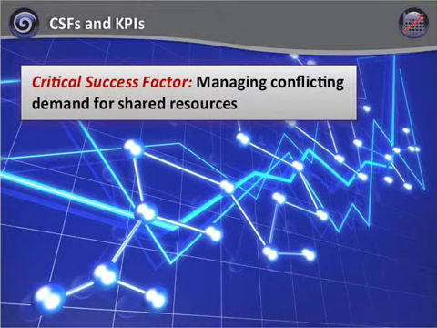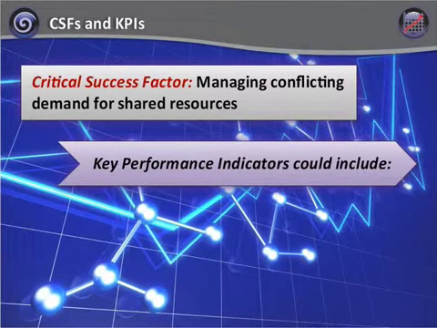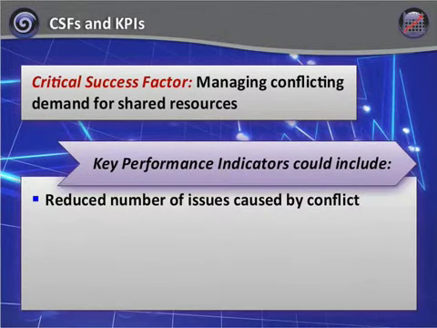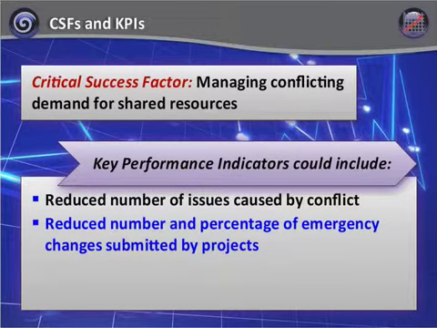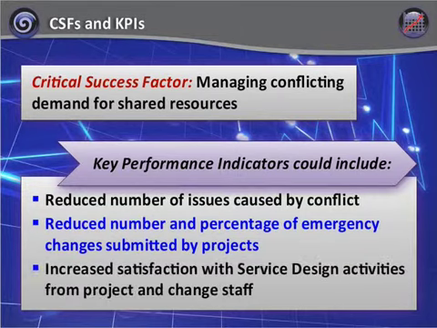For the critical success factor, managing conflicting demand for shared resources, key performance indicators could include reduced number of issues caused by conflict, reduced number and percentage of emergency changes submitted by projects, or increased satisfaction with service design activities from project and change staff.